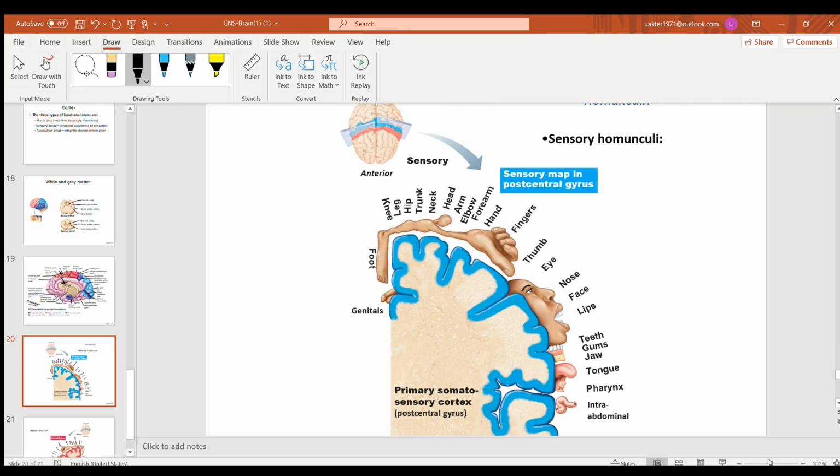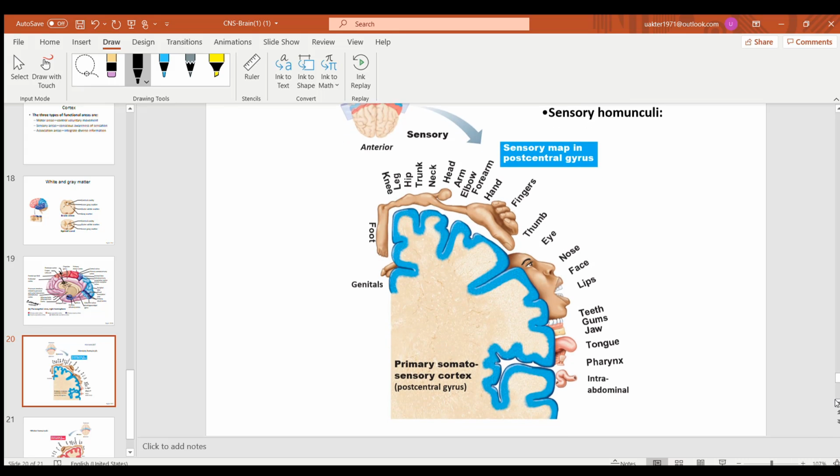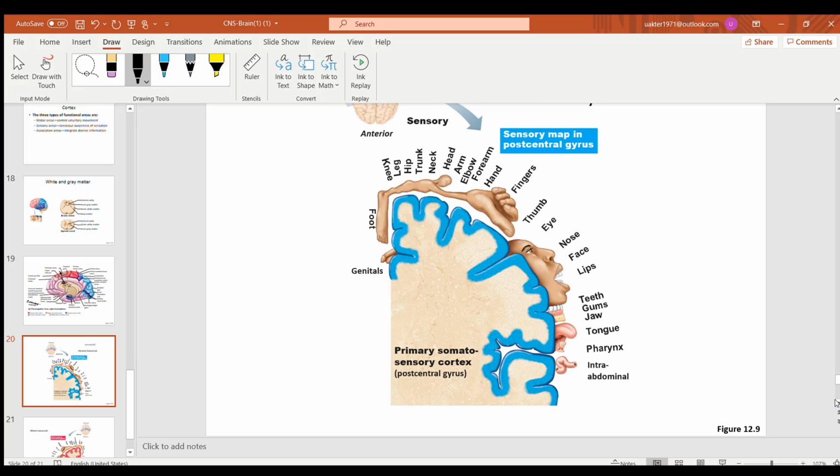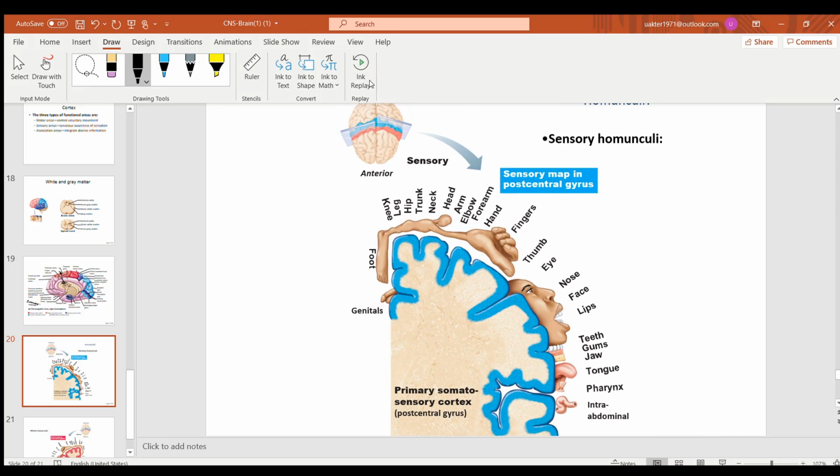Now I'll talk about the homunculus. Homunculus is the entire body map in your primary motor or primary somatosensory cortex. So you know that primary motor cortex is this red gyrus, which is the precentral gyrus, and primary somatosensory is this blue gyrus, which is the postcentral gyrus.